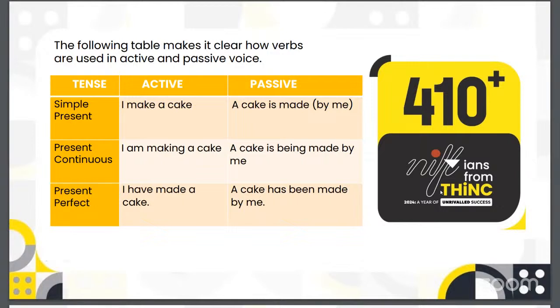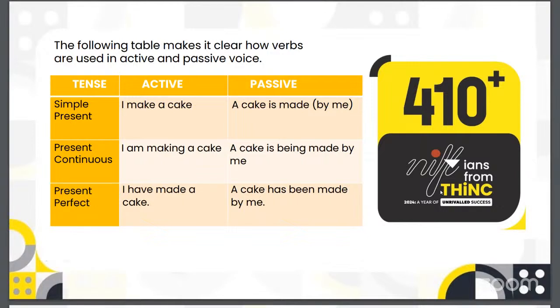I am making a cake is present continuous tense. Present continuous tense is normally formed with am or is or are according to the subject. If it is I, am. If it is third person singular, he or she or any name, it is. And if it is a plural subject, then it will be are. So here it is I. So I am making a cake. And present continuous tenses are always formed by adding ing to the main verb. So make plus ing will be making. So I am making a cake.